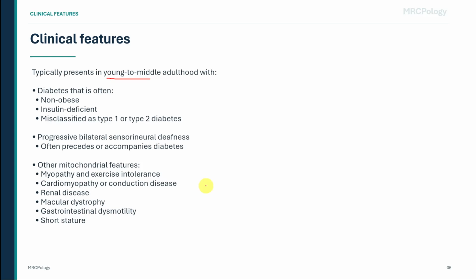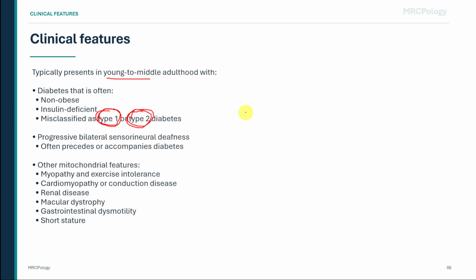Do not confuse MIDD with type 1 diabetes simply because the patient is young or insulin deficient. Type 1 diabetes is usually autoimmune and is not characteristically associated with maternally inherited deafness. Do not confuse it with ordinary type 2 diabetes simply because the patient presents in adulthood. The absence of obesity, the presence of hearing loss, and the maternal family pattern should prompt reconsideration of the diagnosis. The three key diagnostic clues are diabetes, sensorineural deafness, and a maternal family history.